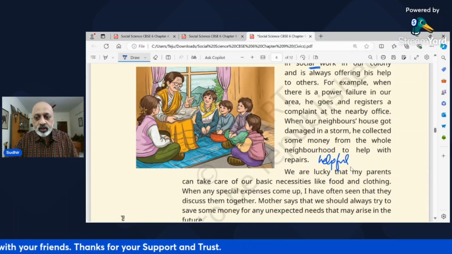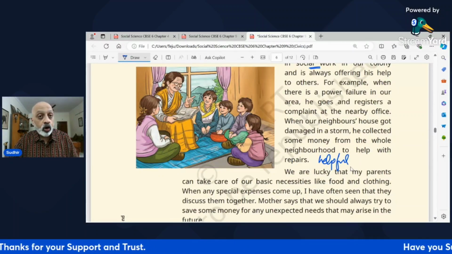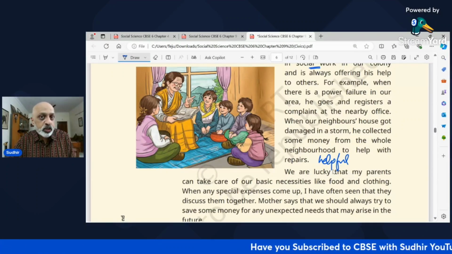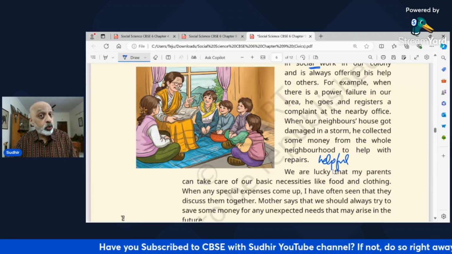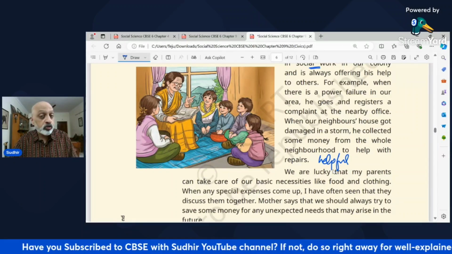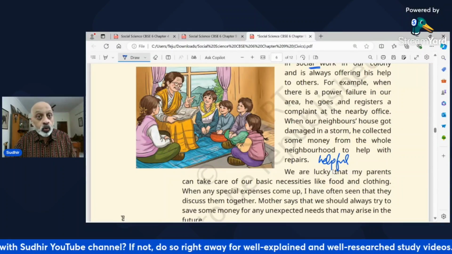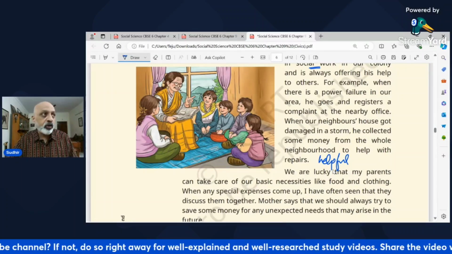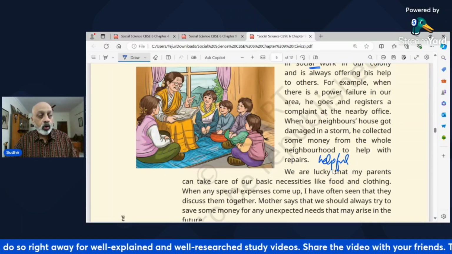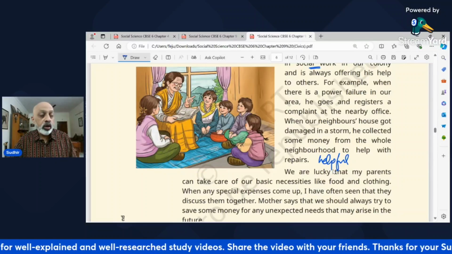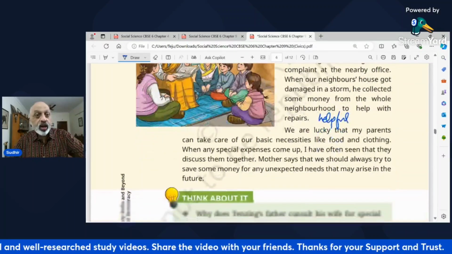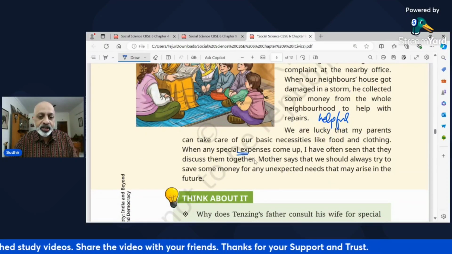So we are lucky that my parents can take care of our basic necessities like food and clothing. Whenever there is any special expenditure, for example, you may have to send the children on some kind of educational trip for which you may need to contribute some money to the school, or you may want to buy some new expensive item for the family, for example, a new TV set or a new washing machine or a new microwave oven. So these are known as special expenditure.